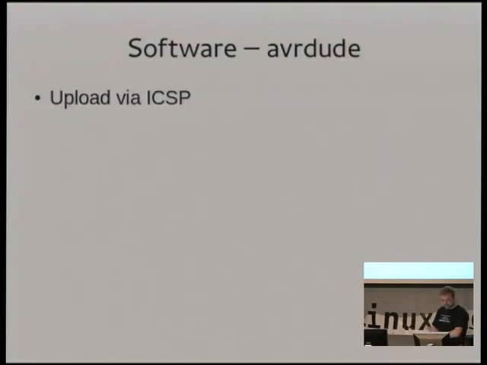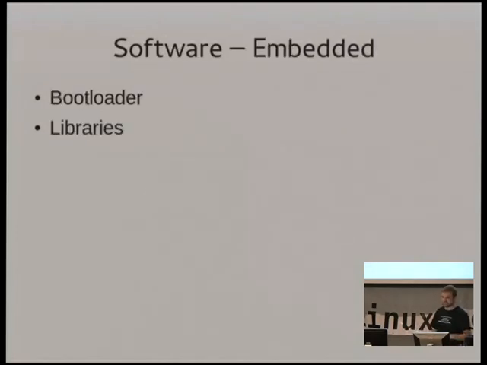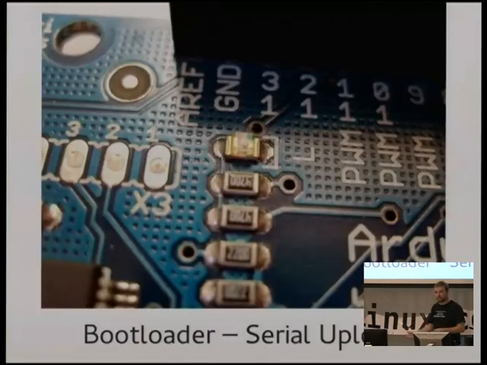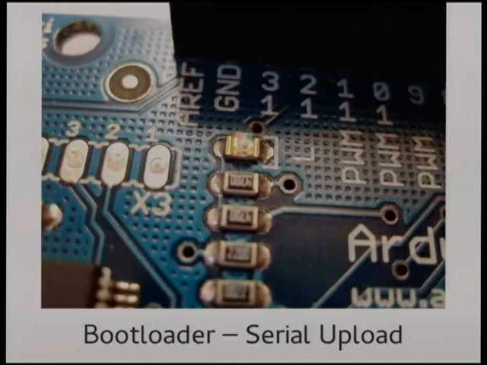AVRDude uses the ICSP mechanism I mentioned earlier in order to actually upload things. So you don't need to have a valid bootloader that you can have serial communication with. You can, and that's an option, but you don't have to. So the embedded software I've mentioned before is the bootloader and the libraries, and the thing that the bootloader gives you is the serial upload.